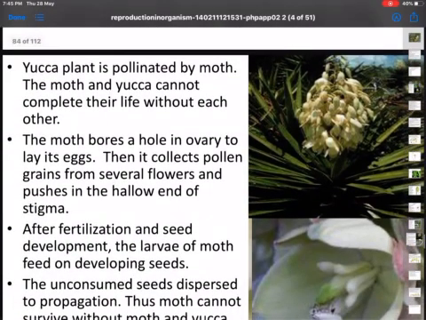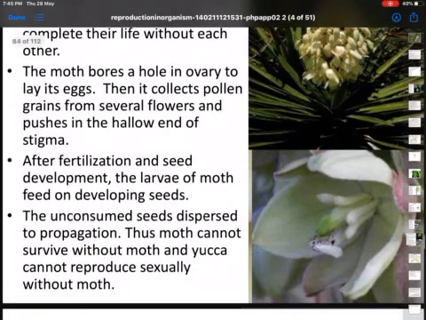And then there's an interesting one, some sort of symbiosis. Yucca plant is pollinated by an insect called moth. The moth and yucca cannot complete their life cycle without each other, a sort of symbiosis. The moth bores a hole in the ovary to lay its eggs, then it collects pollen grains from several flowers and pushes them into the hollow end of the stigma. After fertilization, during seed development, the larvae of the moth feed on developing seeds. The unconsumed seeds disperse for propagation.